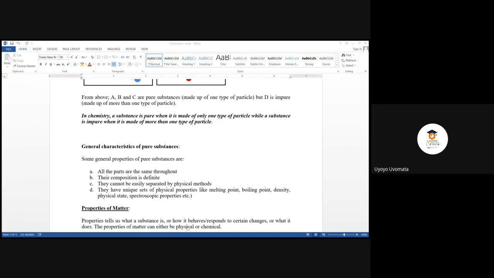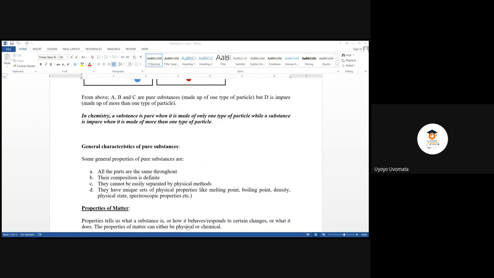Pure substances have unique sets of physical properties, like melting point. A pure substance will have a particular melting point or a small range of melting points. An example is ice. Ice has a melting point of 0 degrees Celsius if it is pure. Other physical properties they may have are boiling point, density, the physical state of the substance, and also what are called spectroscopic properties.